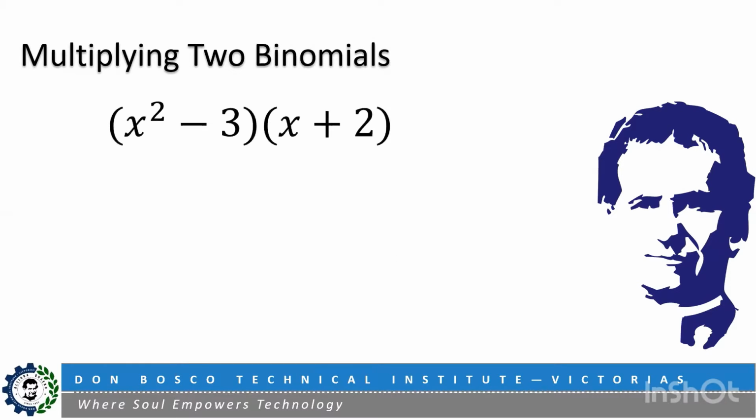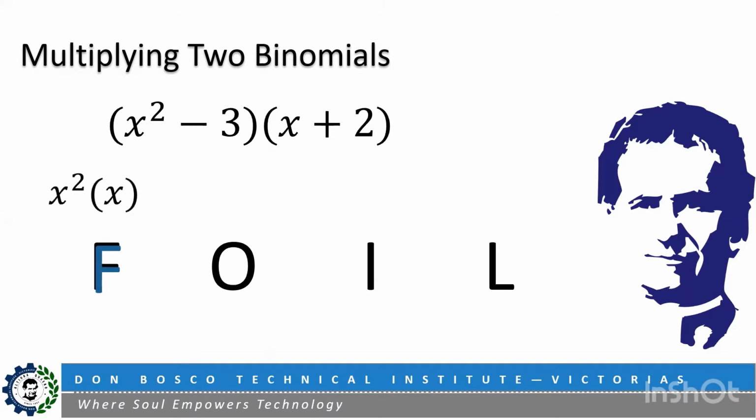With our example, x squared minus 3 times the quantity x plus 2. To find the product of two binomials, the most common method is the FOIL. FOIL is a mnemonic that helps in converting a product of two binomials into a sum of 4. F stands for first, where the first two terms of the binomials are multiplied. From our example, that's x squared times x.